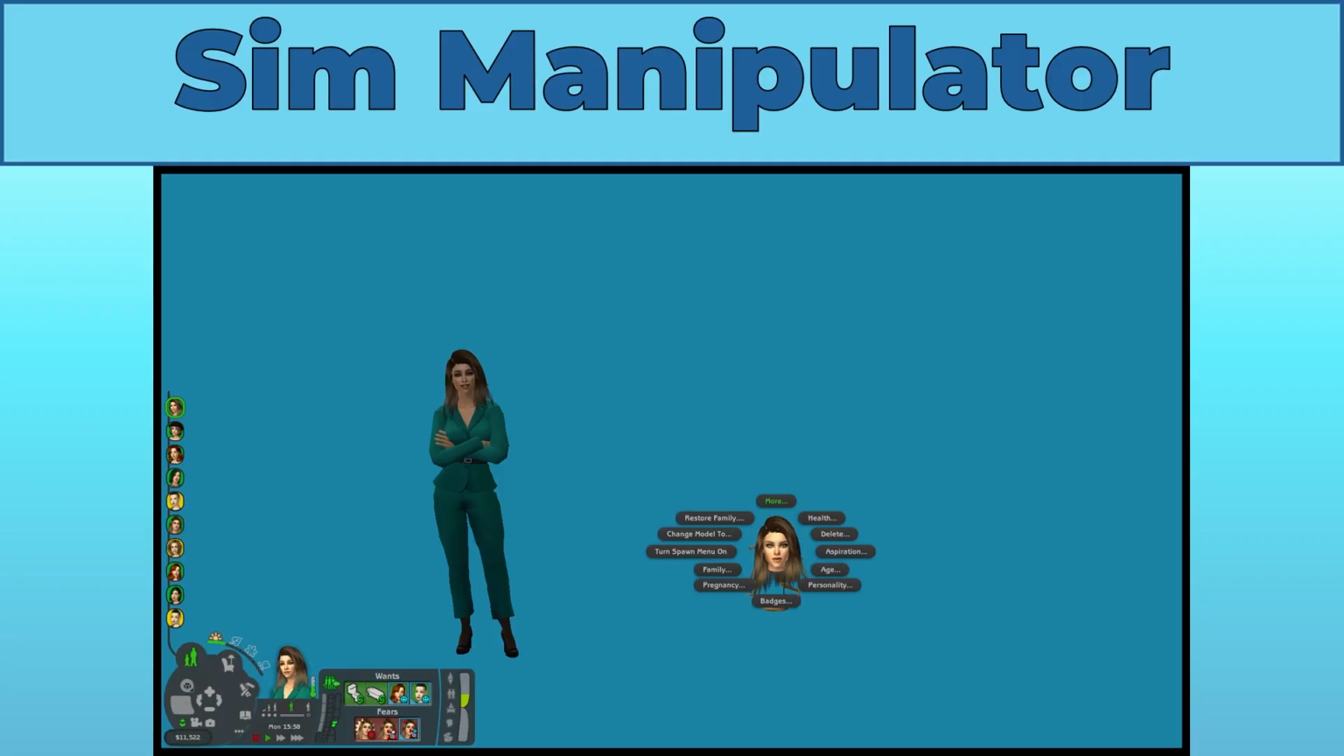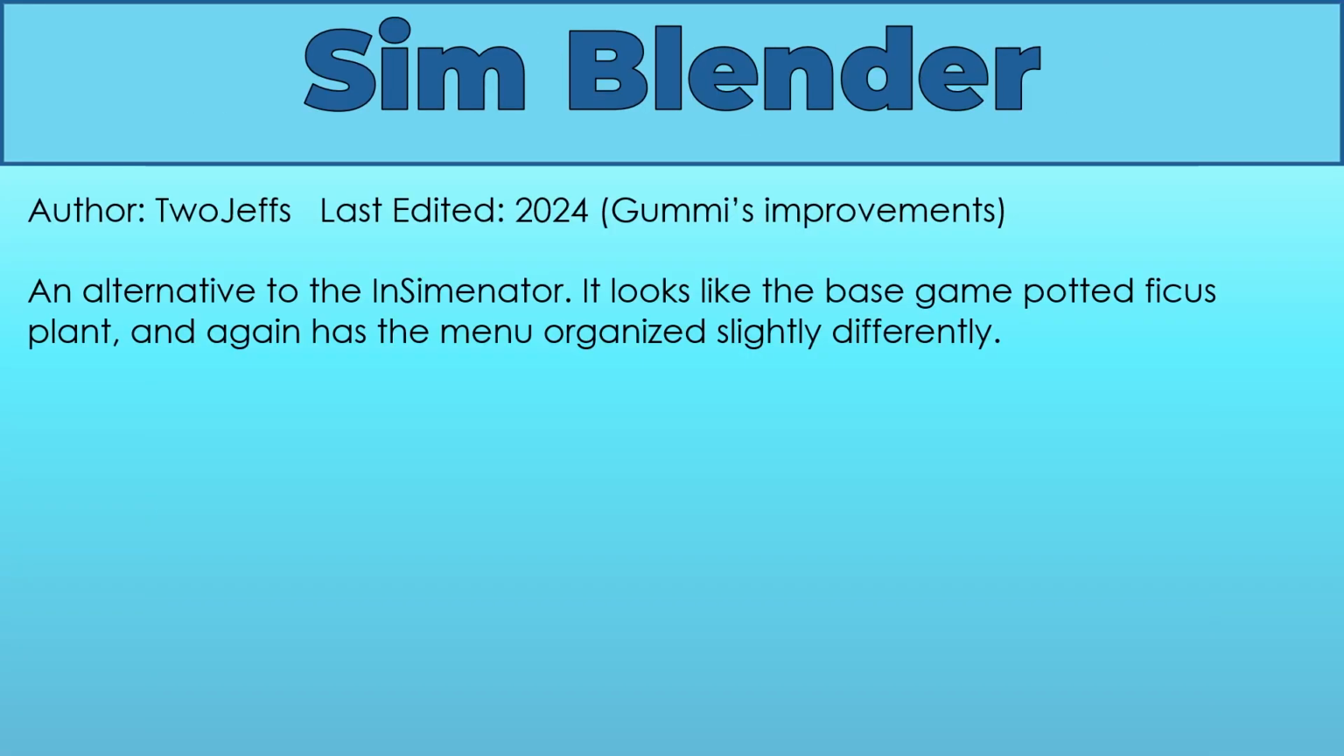And this is what the Sim Manipulator's menu looks like. So there's one object in the catalog that you can click on, and it does all of these different things. And then there are a bunch of sub-objects as well. Each different sub-object controls one aspect of the menu here.